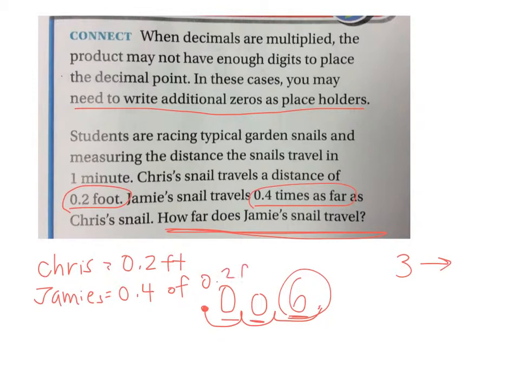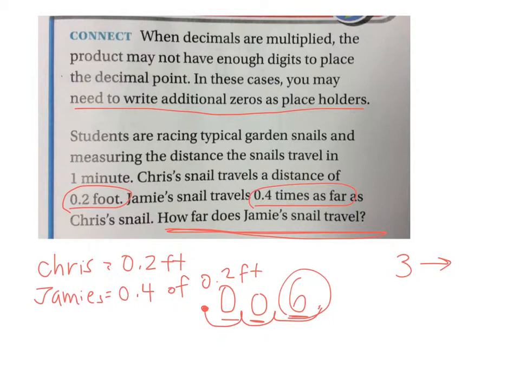Chris's is 0.2 feet. Now, whose snail traveled further, Chris's or Jamie's? And how do you know? We know that Chris's snail traveled further than Jamie's because Jamie's only traveled 4/10 of the way that Chris's snail did. So Jamie's didn't go as fast or as far. How did you know it was multiplication, Adriana? You said when you multiply by a decimal less than 1, it always ends up smaller. It just says 4/10 times as far, and I wrote 4/10 of 2/10.